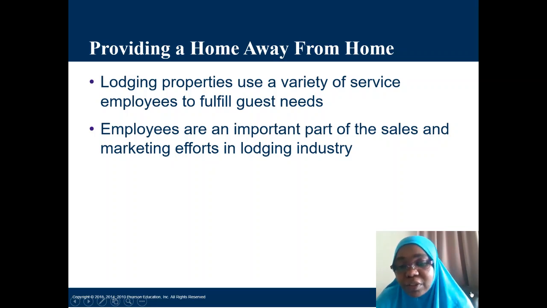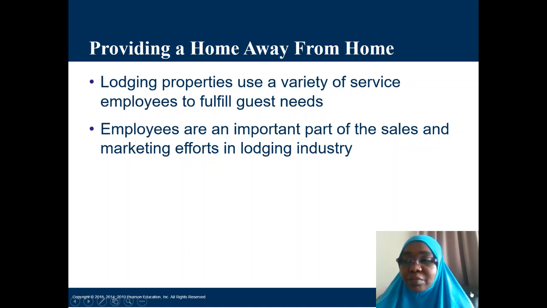Before you go to the front desk, after you leave the front desk, before you go to your room, and so on, you are going to meet a variety of service staff, and they try to meet your needs so that you can feel at home even while you are away from home. Employees are an important part of the sales and marketing efforts in the lodging industry. This cannot be overemphasized.